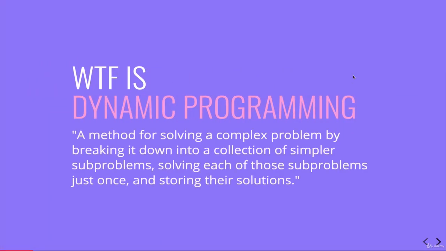So here's an actual definition. It's a method for solving a complex problem by breaking it down into a collection of simpler subproblems, solving each of those subproblems just once and storing their solutions. It sounds a little crazy, but to put it simply, it is an approach for solving some problems. Most problems cannot be solved with it. It's a pretty small subset, but for the ones that can be solved with dynamic programming, it can make a huge difference in their performance. Sort of like when we talked about divide and conquer earlier in the course. That is an approach for solving some problems. It doesn't apply to most, but when you can use it, you can really speed up your code.